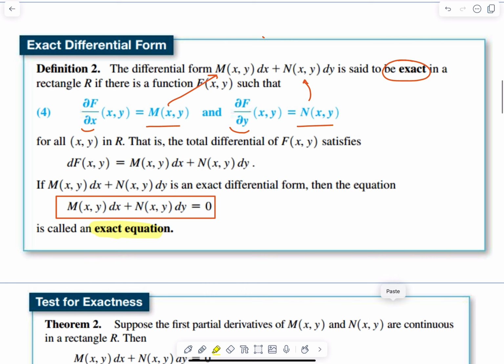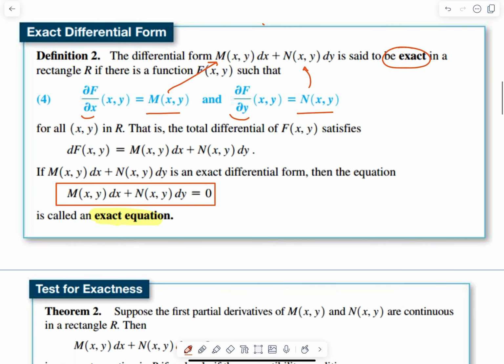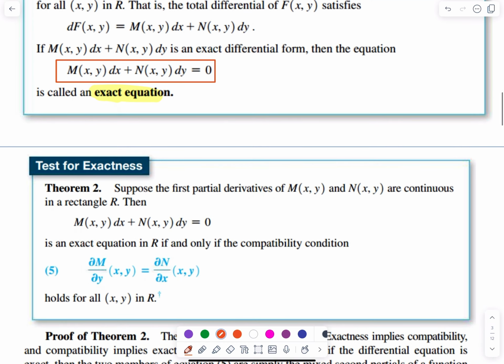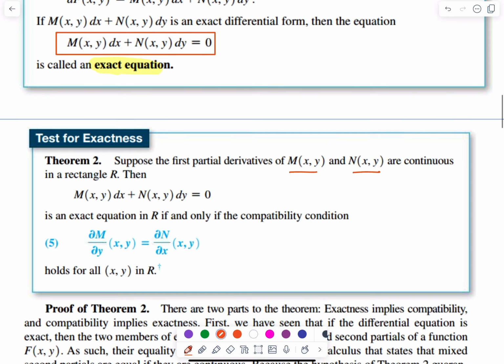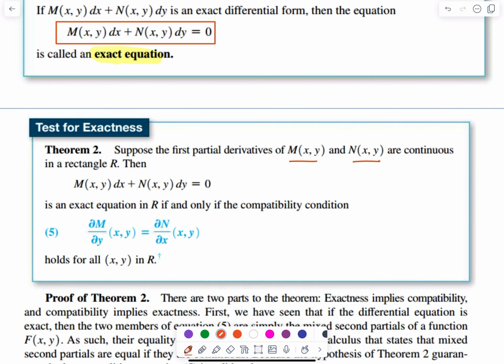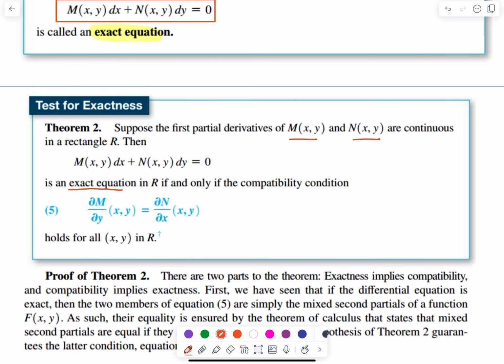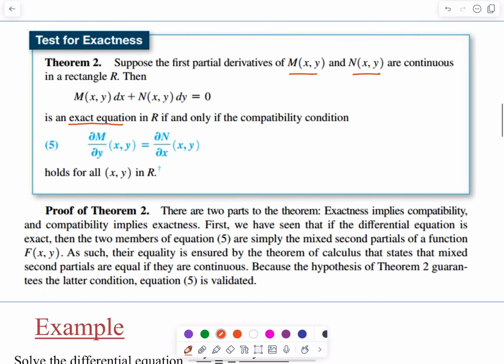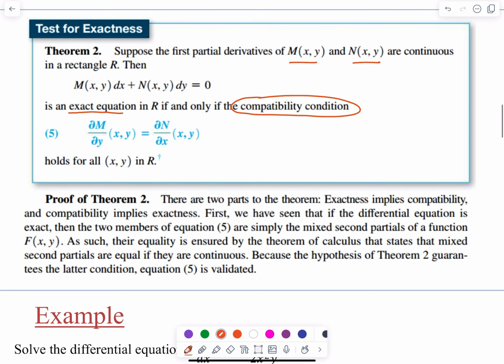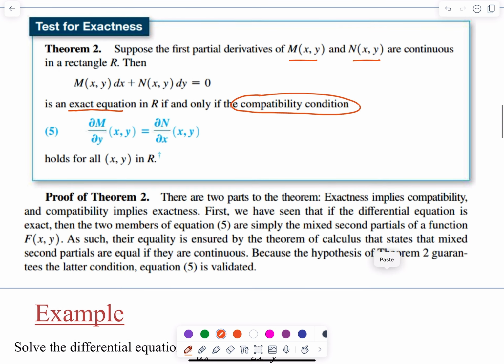Okay, how do we test for exactness? Well, suppose the first partial derivatives, M and N, are continuous in a rectangle. Then M dx plus N dy is equal to 0 is an exact equation in R if and only if this compatibility condition holds true for all x and y in our rectangle R.